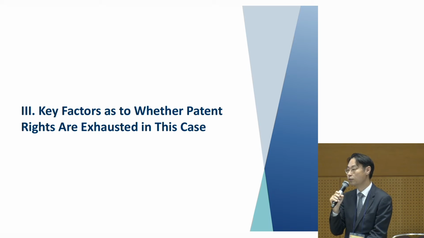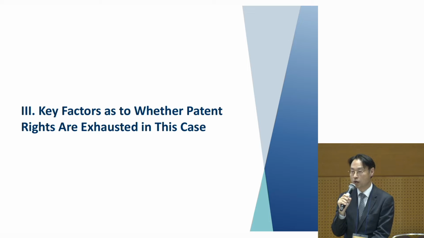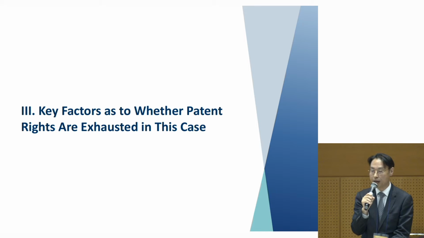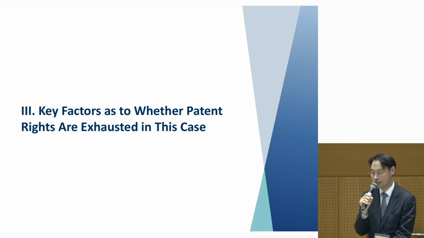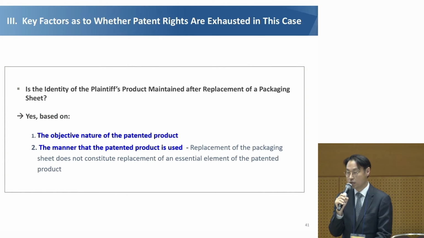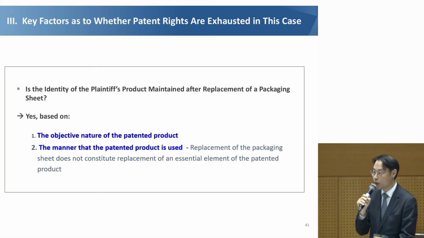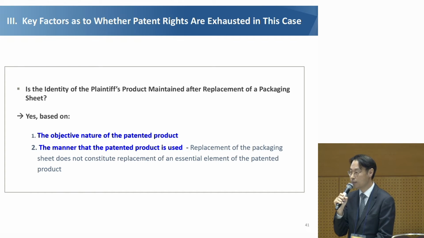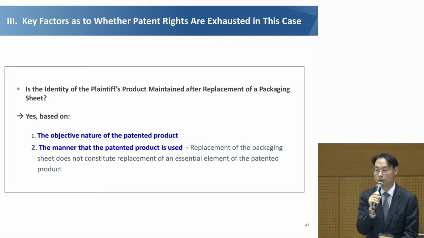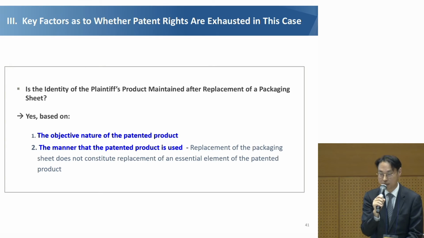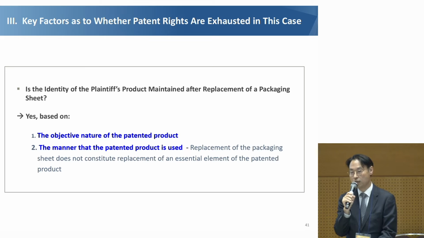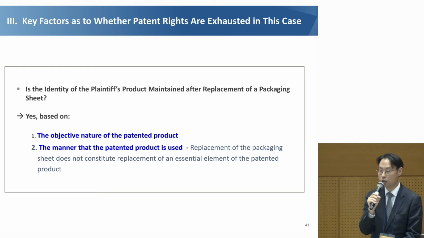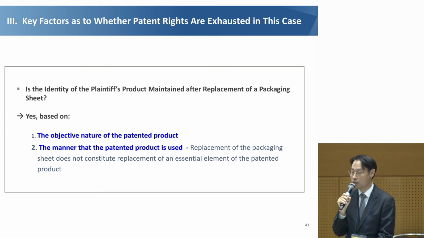So from the IP High Court, we can derive key factors to determine whether the patent rights are exhausted in this case. So the bigger question is whether the identity of the plaintiff's product is maintained after replacement of a packaging sheet? Yes, the answer is yes, definitely yes. So I'll explore more specifically these two key factors. The first, the objective nature of the patented product, and the second, the manner that the patented product is used.